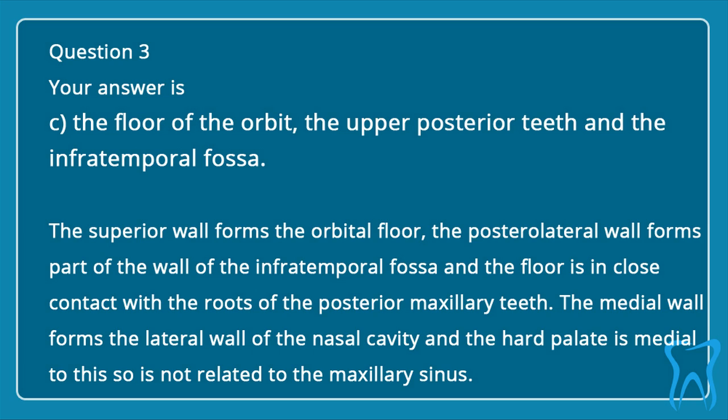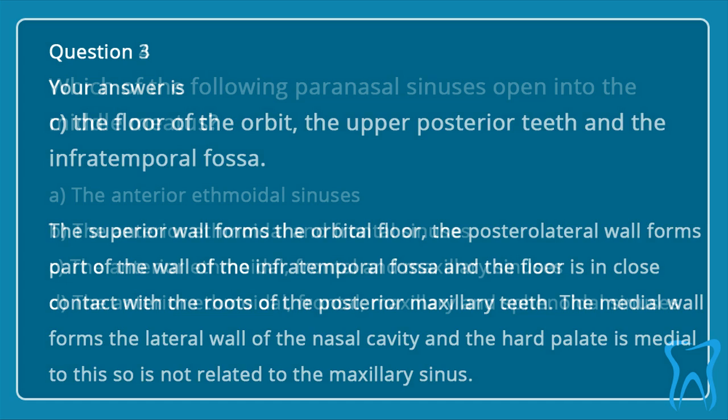The superior wall forms the orbital floor. The posterolateral wall forms part of the wall of the infratemporal fossa, and the floor is in close contact with the roots of the posterior maxillary teeth. The medial wall forms the lateral wall of the nasal cavity, and the hard palate is medial to this, so is not related to the maxillary sinus.